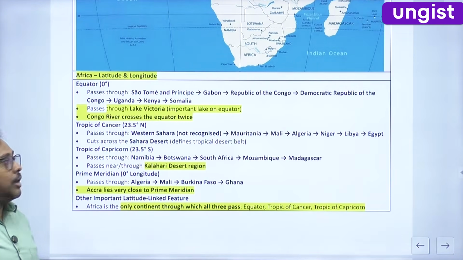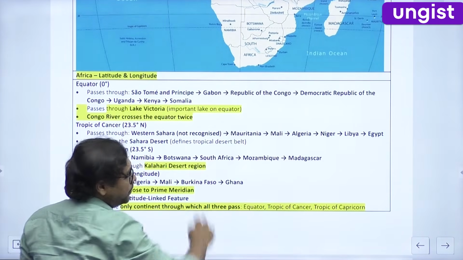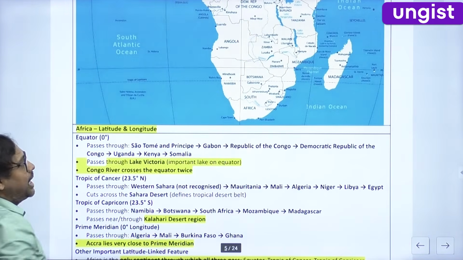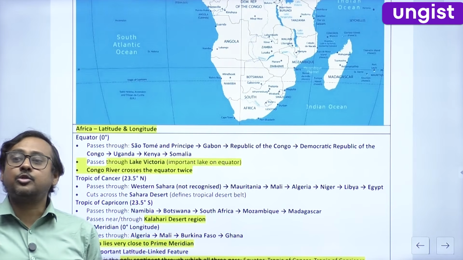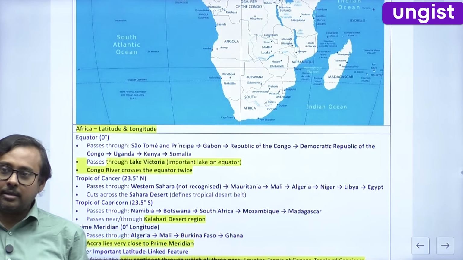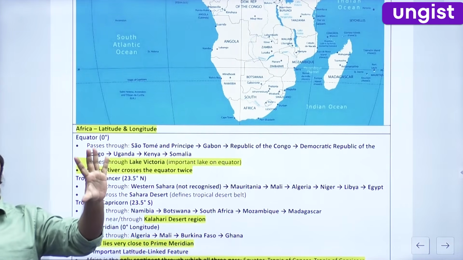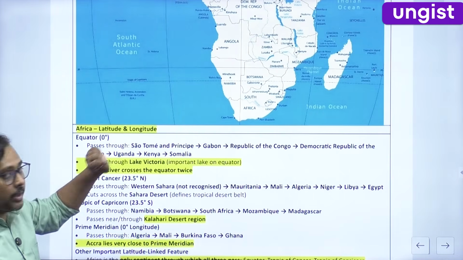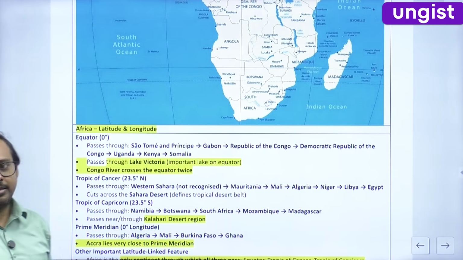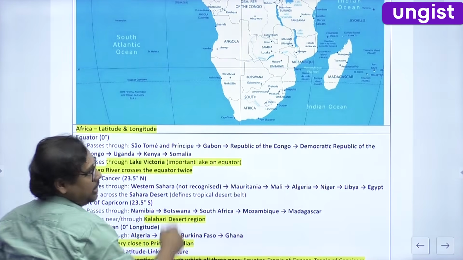So first, with regards to the equator, people will say it passes through Gabon. No, it passes through one island called Sao Tome and Principe. Do you remember I told you the story of Arthur Eddington proving Albert Einstein's theory of relativity? It was this island where he took the picture of the eclipse, and this is where your equator passes through. So Sao Tome and Principe, principle of general theory of relativity. You will not forget.